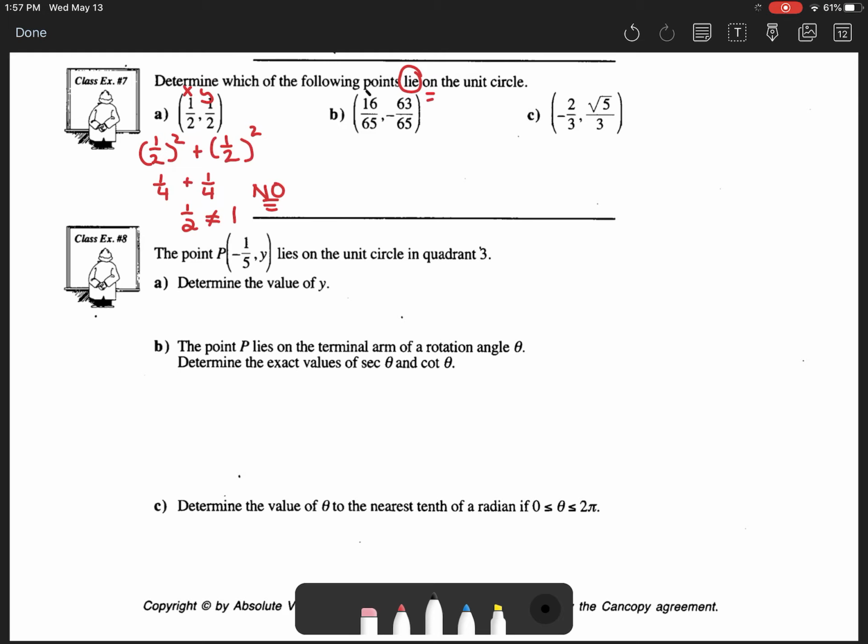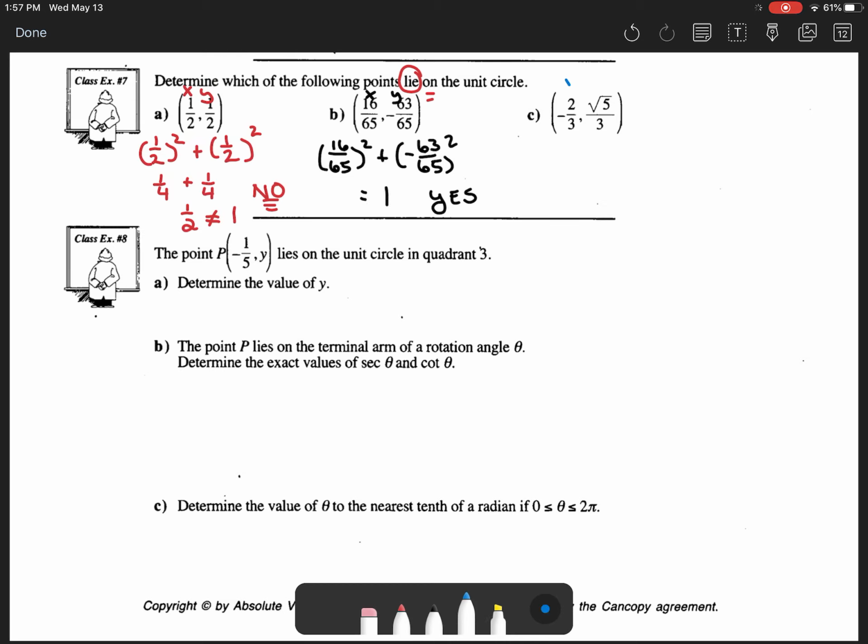Okay. You take the next point, right? So again, this is an x, this is a y. So if I go 16 over 65, the x squared plus the y value squared, okay, that should equal 1. If it does, it's on the unit circle. So if I take that and do it on my calculator, okay, again, you can do it also without using your calculator, using fractions, okay, you will see that this does equal 1. So yes, this is on the unit circle.